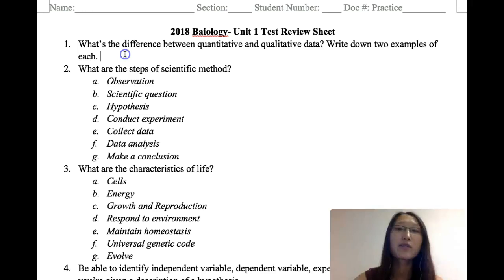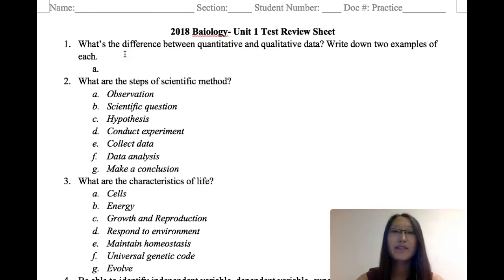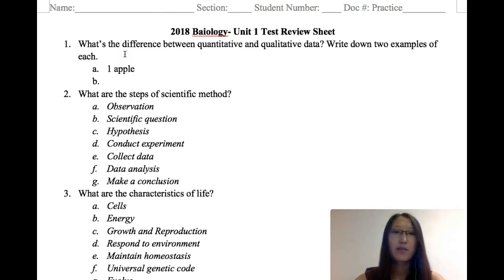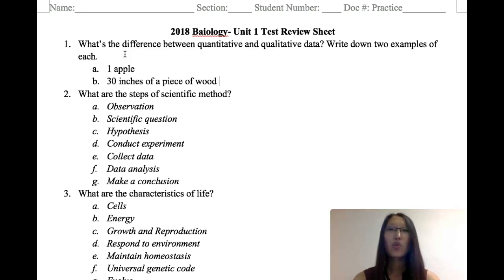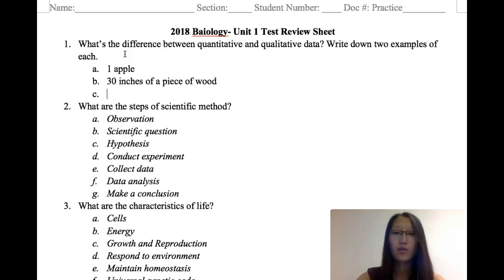So the first question is, what is the difference between quantitative and qualitative data? Let me give you an example. Quantitative data is always something that you can measure or count. For example, one apple, that's quantitative data. If you have 30 inches of a piece of wood, that would also be quantitative data. So anytime you see a number, or you're thinking about something that you can count or measure, say 30 liters of water, this is all quantitative data.